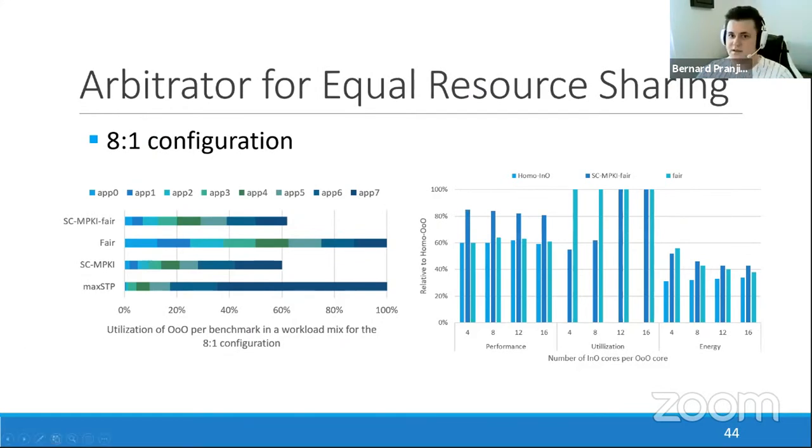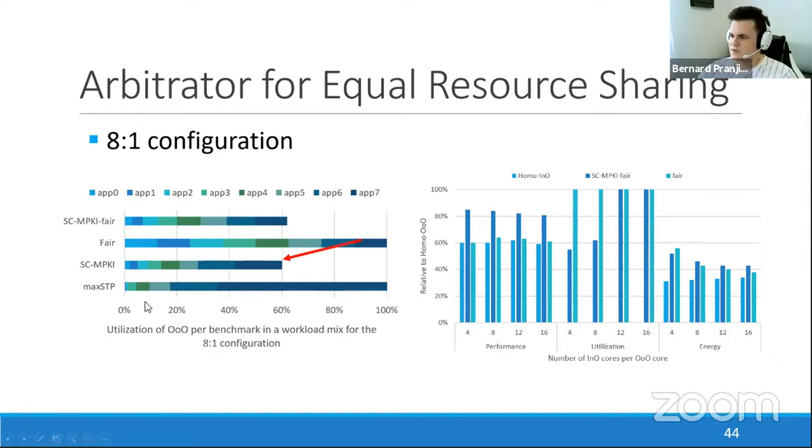Then let's look at the arbitrator for equal resource sharing. So in the first graph, we have four different arbitrators. In the first one, we have the maximum system throughput. So the authors chose 8 apps. We don't know which ones they are. They are probably chosen in a way just to prove a point, I guess. And in this case, application 7 uses more than 60% of the out of order core. And this can be problematic in certain systems.